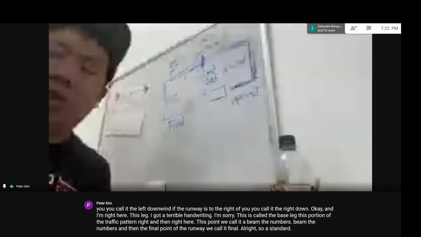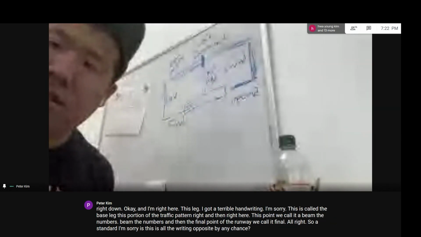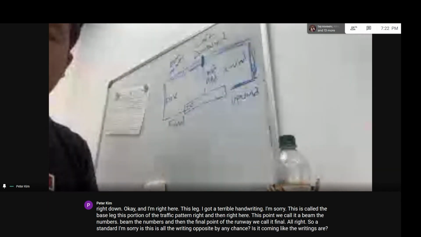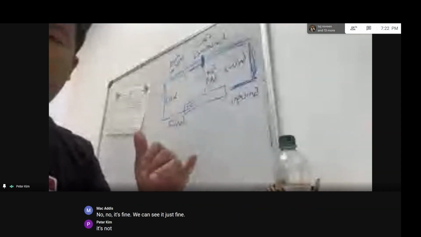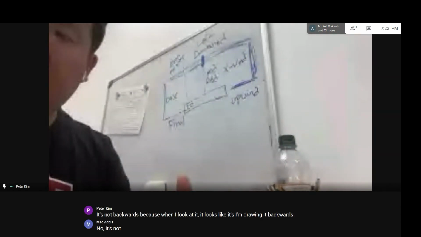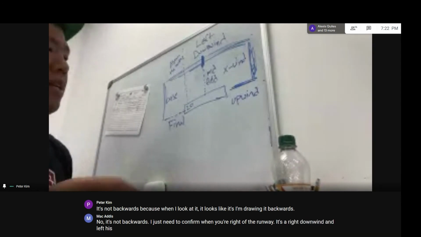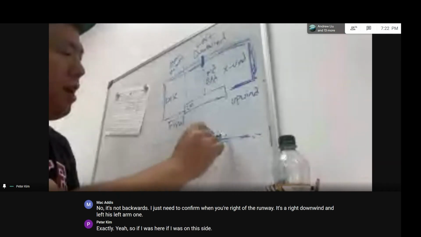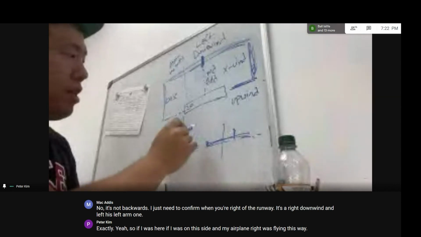I'm sorry, is all the writing opposite by any chance? No, it's fine. We can see it just fine. Oh, it's not backwards? Because when I look at it, it looks like I'm drawing it backwards. No, it's not backwards. I just need to confirm: when you're right of the runway, it's a right downwind, and left is a left downwind. Exactly. So if I was on this side, and my airplane was flying this way, this would be the right downwind.